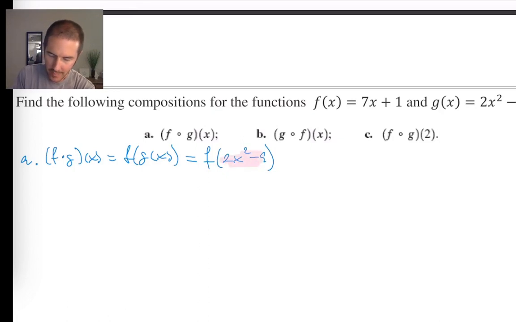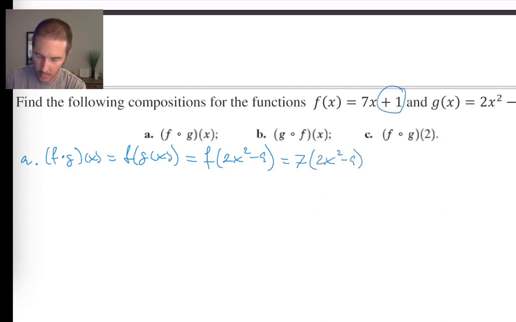Since this says f of 2x squared minus 9, this no longer says just an x. It says 2x squared minus 9, which means I have to change this x also into a 2x squared minus 9. So let's do that. It no longer says 7 times x, it says 7 times 2x squared minus 9. We do still want to bring this plus 1 with us. That's the most challenging part of the process for you, probably.